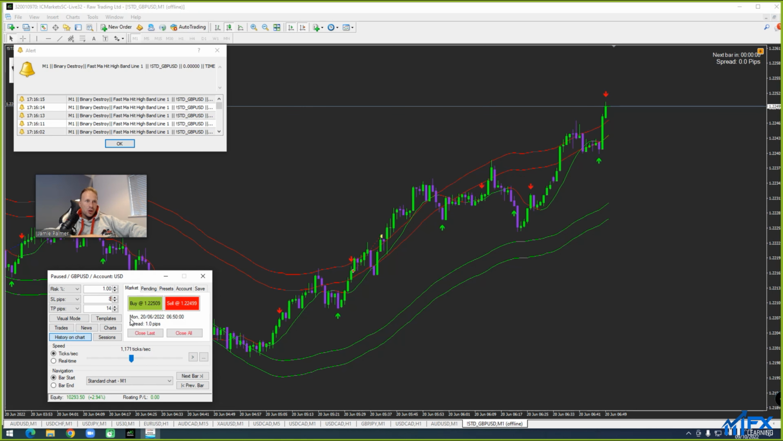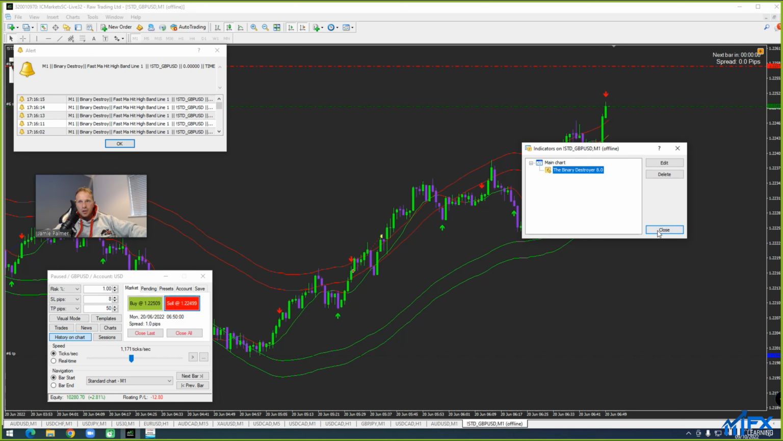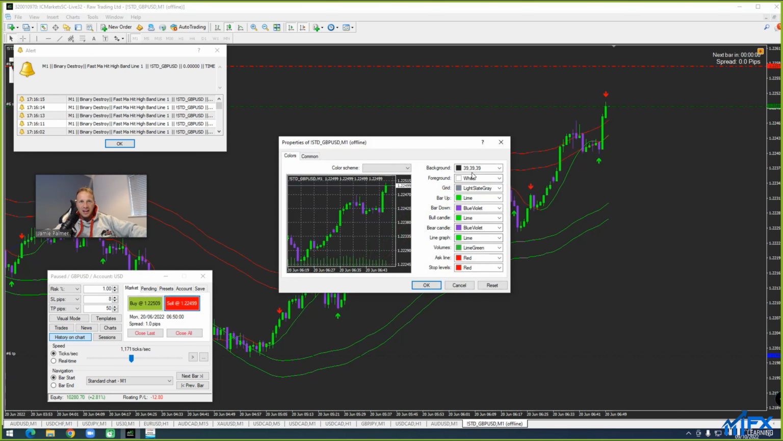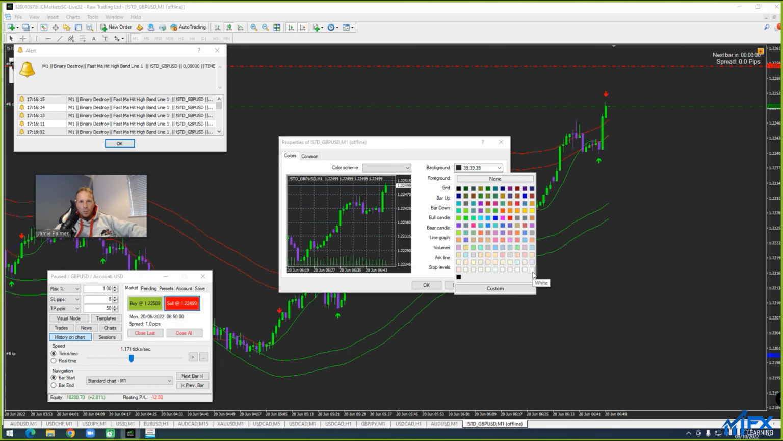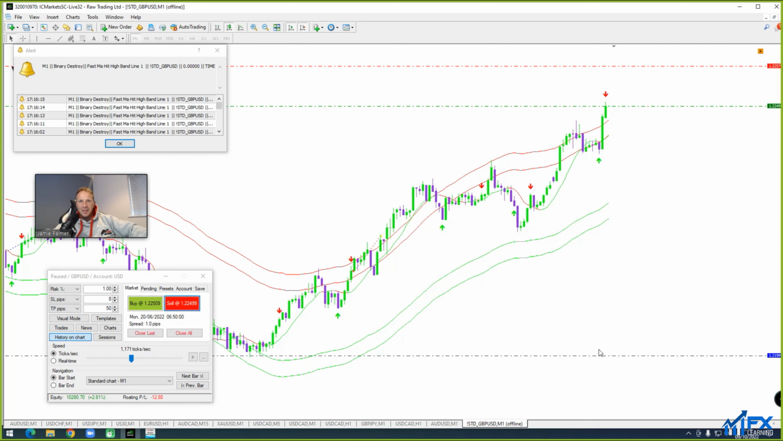I'll go for an 8 pip stop loss for a 16 pip take profit. In fact, let's not go for a 16 pip take profit. Let's go for a 50 pip take profit. So 8 pip stop loss, 50 pip take profit. And just to show you where that take profit is, I'll make it white. There you go. Can you see that there?